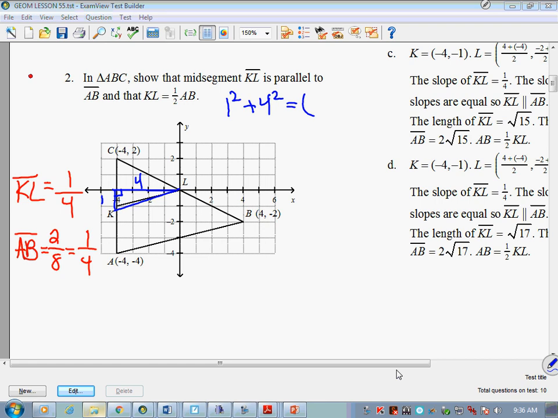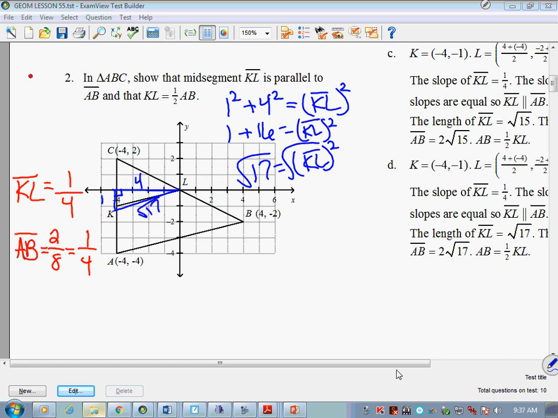a squared plus b squared equals c squared, or we could even refer to that as segment KL squared, right? So we see the exact relationship there. What's 1 squared? 1. 4 squared? 16. So 1 plus 16 is 17, equals segment KL squared. Square root both sides. Can I simplify the square root of 17, or is it just the square root of 17? Square root of 17. So let's put square root of 17 right there, and we're going to hold on to it.